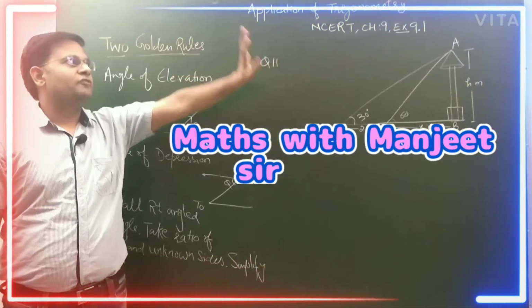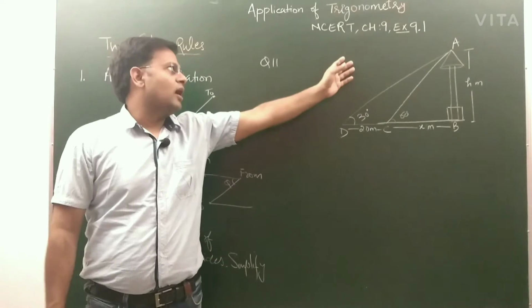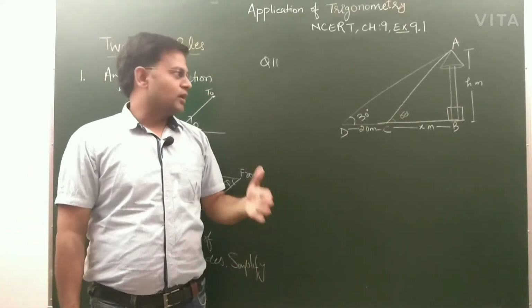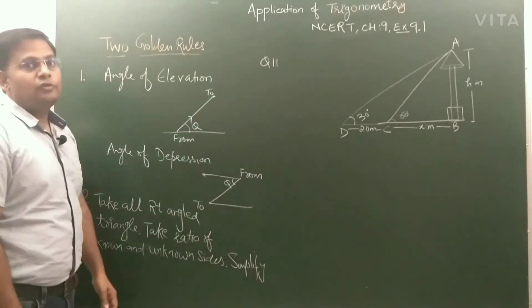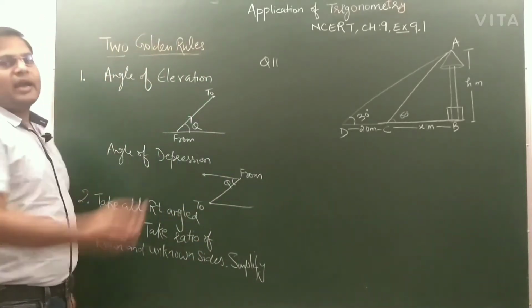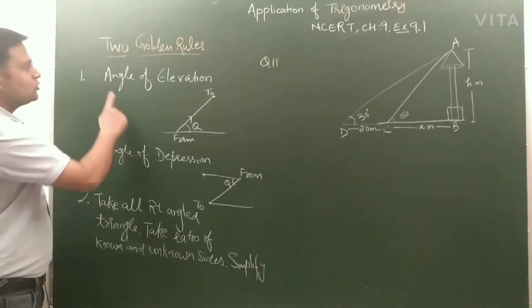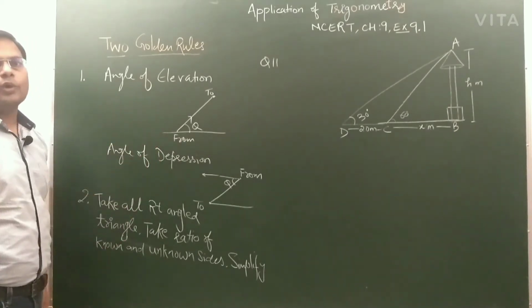Today's application of trigonometry, we are going to discuss exercise 9.1, question number 11. But before I start, I would like to explain two golden rules that will be helpful for you to solve any kind of problem given in this chapter, application of trigonometry. So the first golden rule is that you decide upon the angle, which angle you are given.